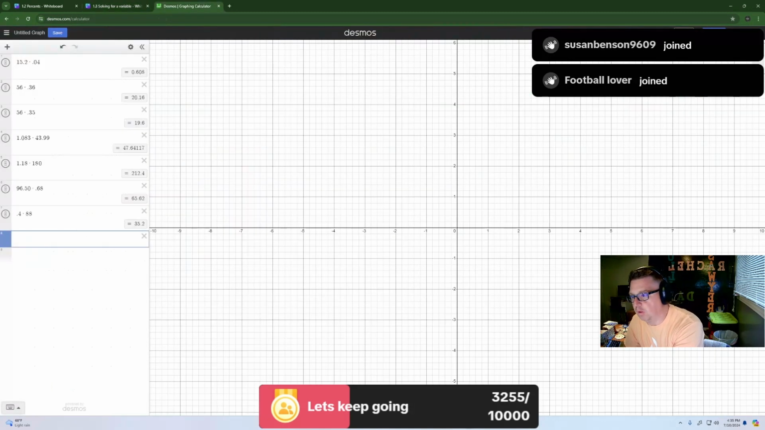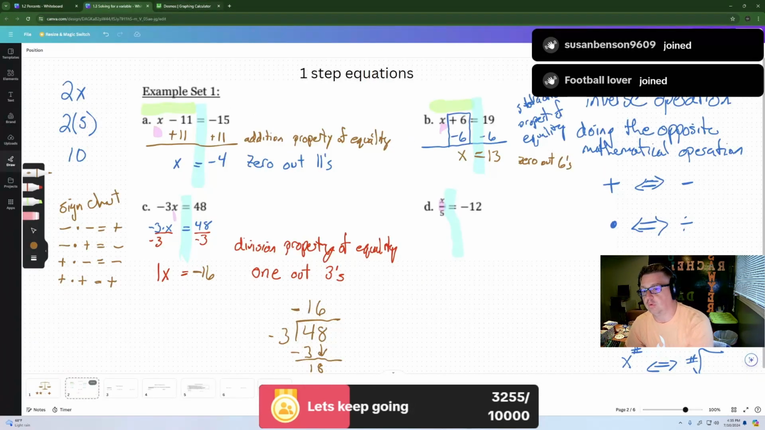Now, you don't have to believe me. Let's do 48 divided by negative 3. And what do we get? Negative 16. Always trust what the machine will tell you, because the machine has no bias. It's not going to make mistakes unless I input the mistake myself. All right, so we got to 1x equals negative 16.